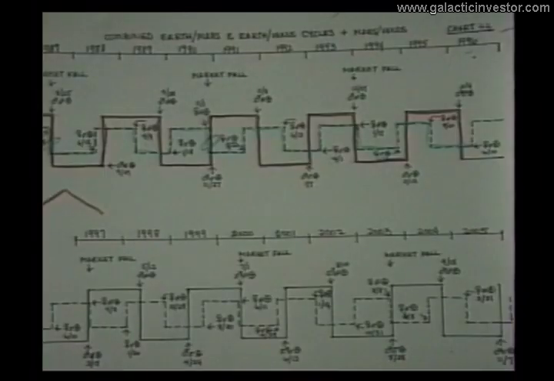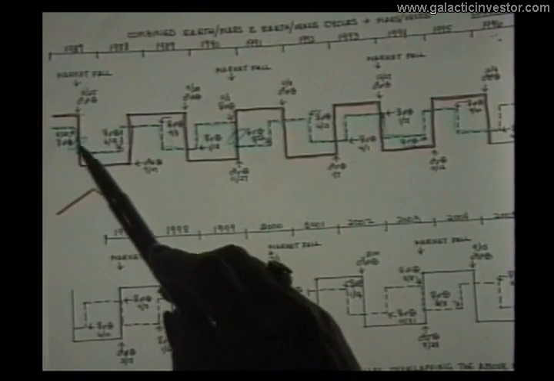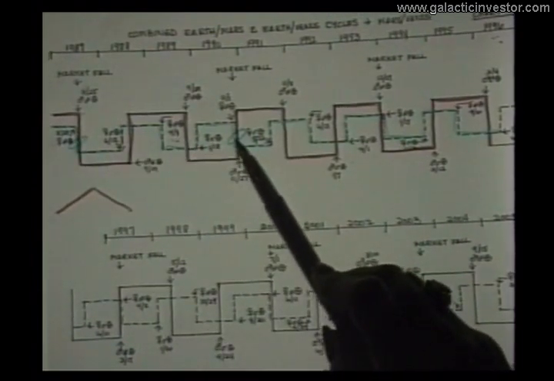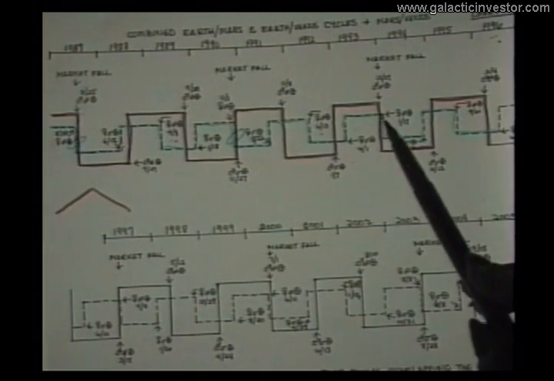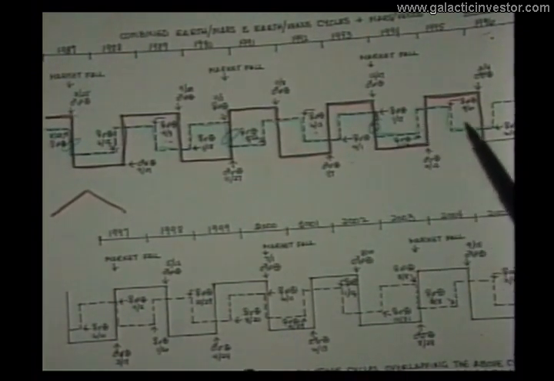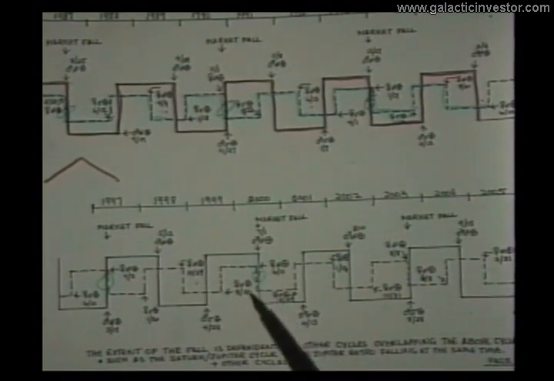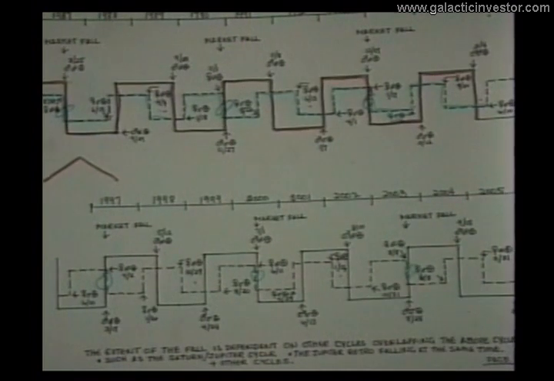You're not supposed to know this. But you see right here, these two lines came together. These two cycles came together. They were apart, they came together. They were apart, they were together. They were apart, they were together.